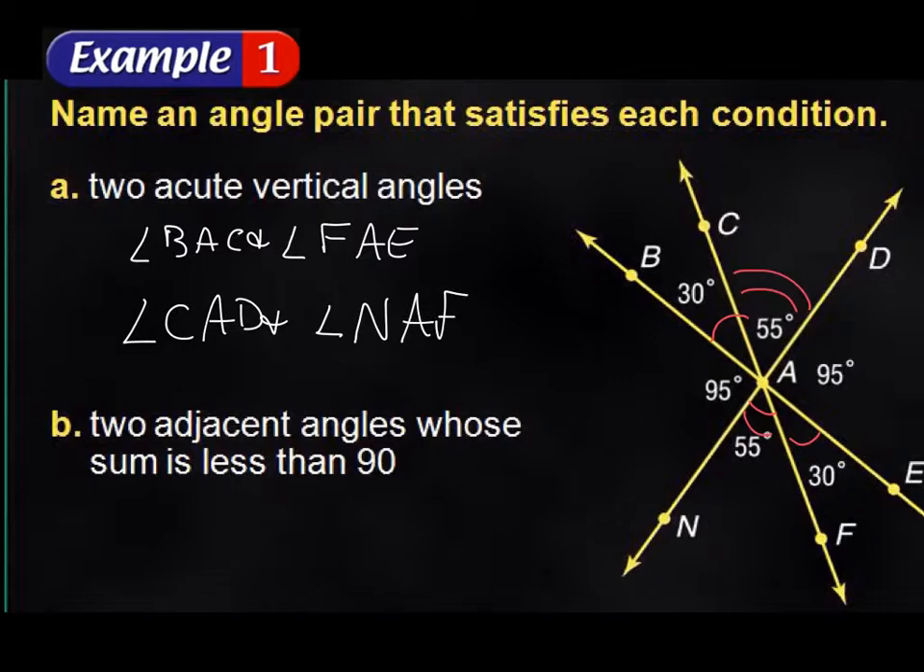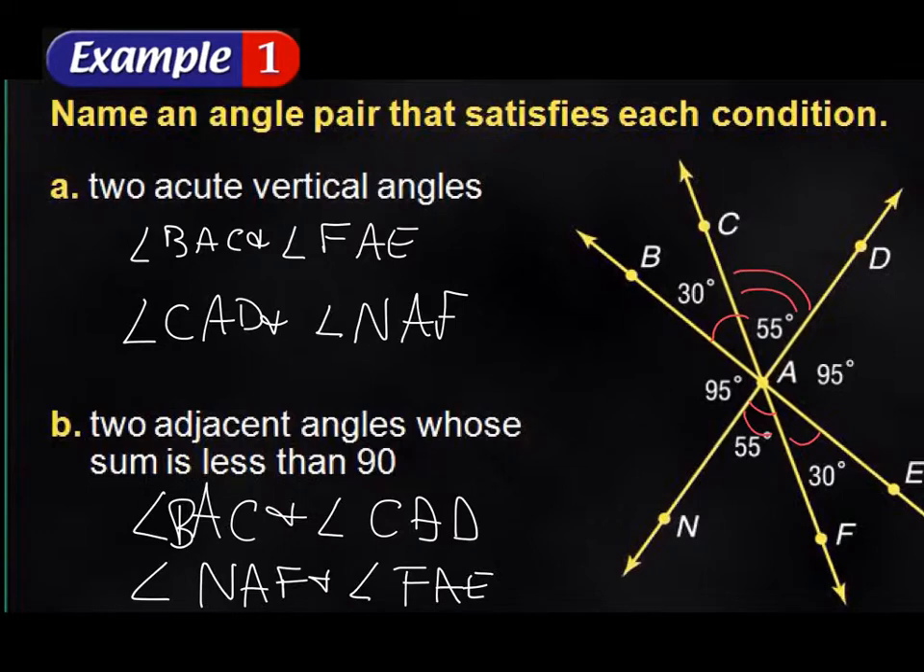Name two adjacent angles whose sum is less than 90. Well, adjacent means next to. They share a common side and vertex. Sum is the answer when we add. So actually those angles that we marked are helpful again. I could do angle BAC and angle CAD. Their sum would be 85, as would the sum of angles NAF and angle FAE.